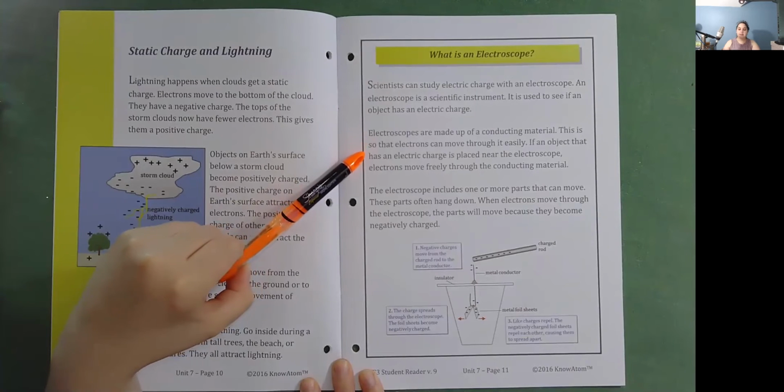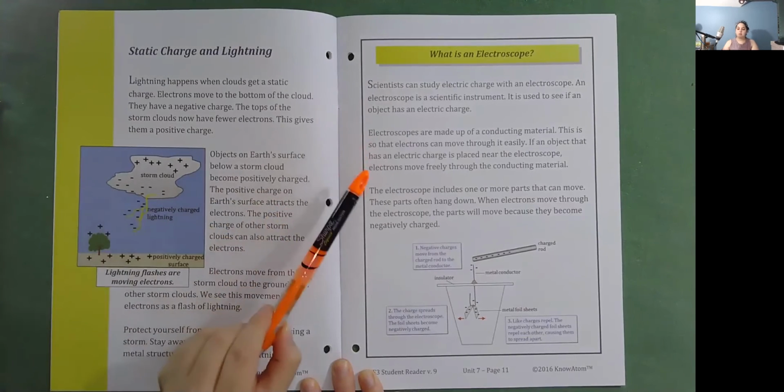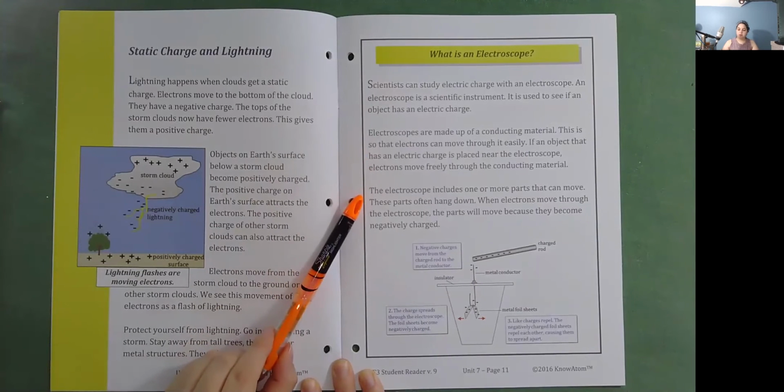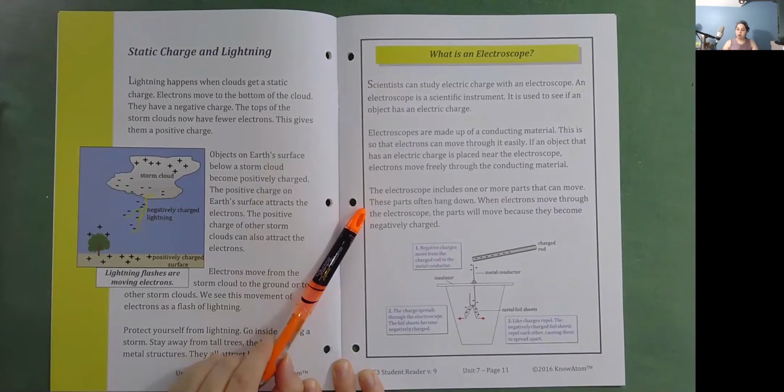If an object that has an electric charge is placed near the electroscope, electrons move freely through the conducting material. The electroscope includes one or more parts that can move. These parts often hang down. When electrons move through the electroscope, the parts will move because they become negatively charged.